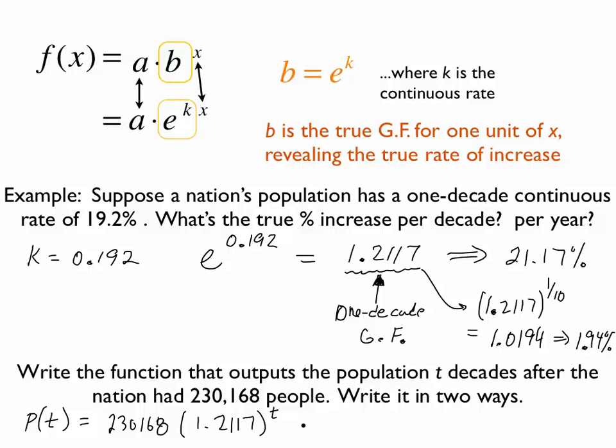To the t. Is that one way to do it? Okay, Patrick, what's the other way? Yeah, Alex. You could do your same initial value, and then you put it times e to the 0.192 to the t. Excellent. So those two are the same function.